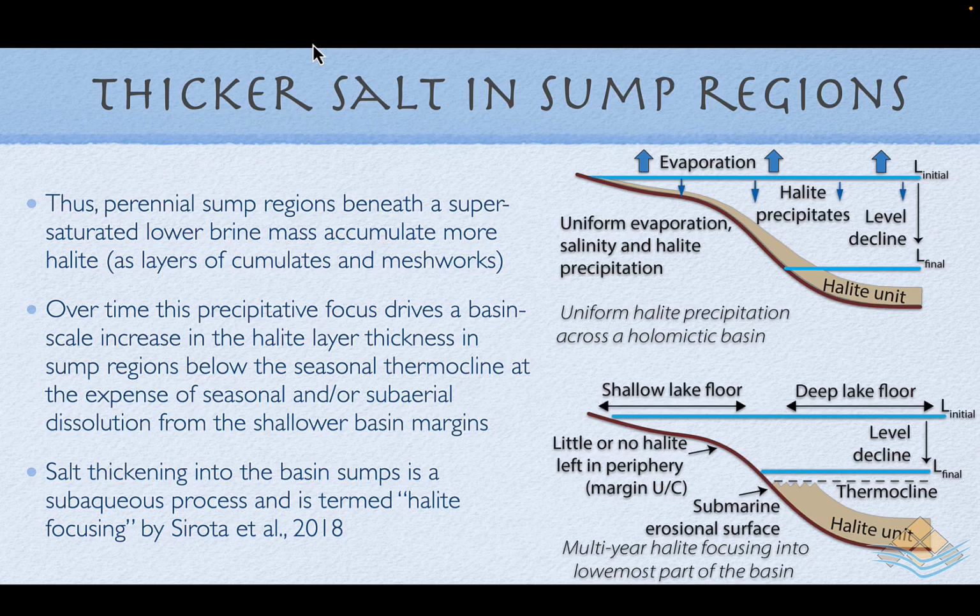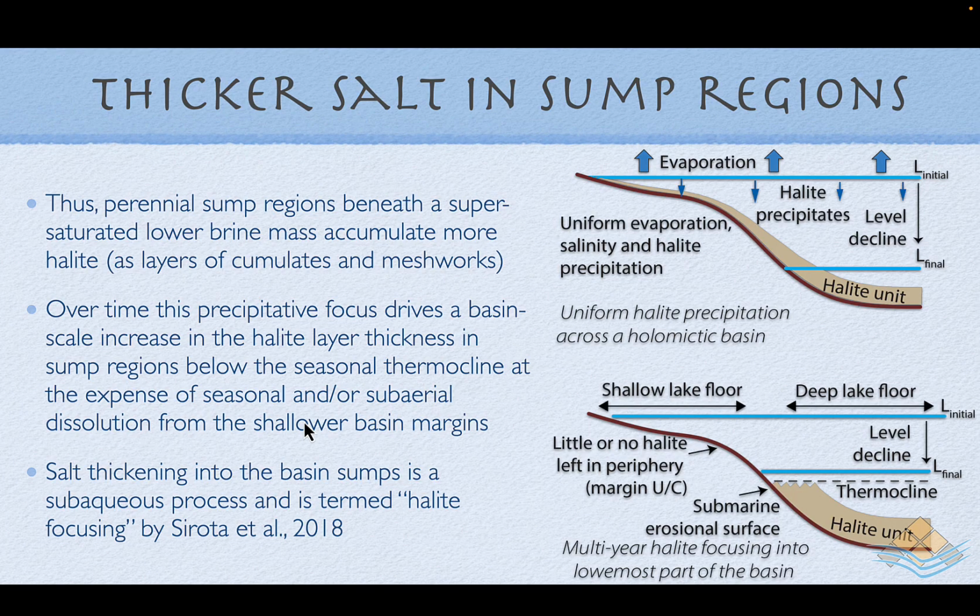It means in those perennial sump regions below a supersaturated lower brine mass, they're going to tend to accumulate more halite as a combination of cumulates and inclusion-free meshworks in the basin's sump. So over time, we develop this precipitative focus into a basin scale increase in the halite layer thickness in the sump regions, in the deep water regions, below what is a seasonal thermocline. That's at the expense of the halite sitting above that thermocline, which is undersaturated with respect to halite because of its prograde nature in the summer. In effect, we're going to move or focus our halite into the lower parts of that basin.